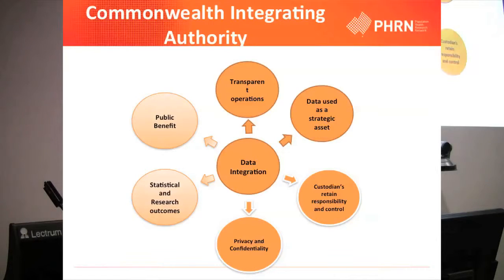Importantly, the data custodians still retain responsibility and control, as James mentioned; it's up to the data custodian to approve how data is released and for what purposes. Of course, privacy and confidentiality are very important. This is all for statistical and research outcomes.